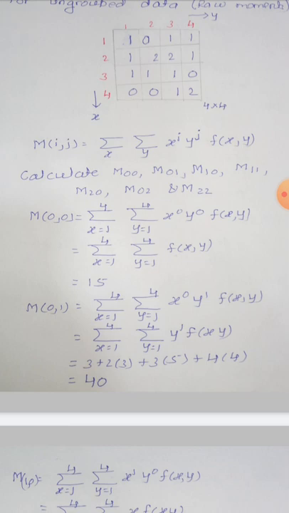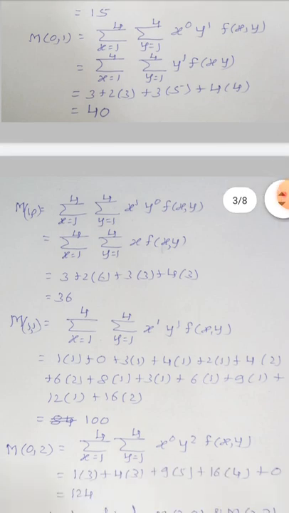Similarly, by using the same formula, we can calculate M01. Now, here i is equal to 0 and j is equal to 1. So, x raised to 0 and y raised to 1, f of xy. That's why we are getting y raised to 1 f of xy equal to 3 plus 2 into 3 plus 3 into 5 plus 4 into 4 equal to 40.